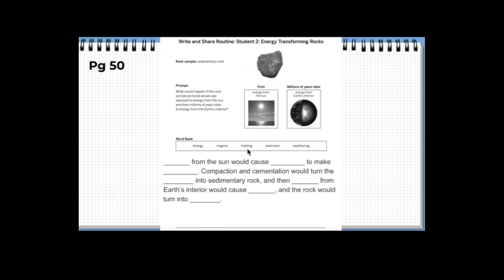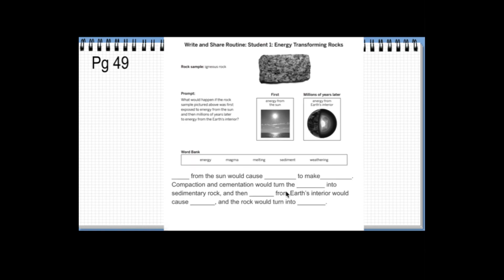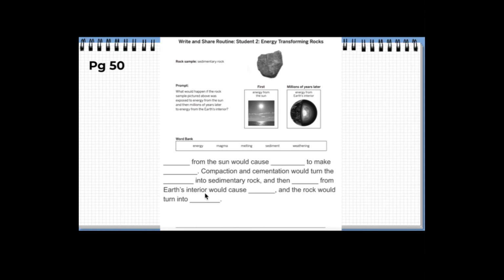Let's do this one. What would happen to this sedimentary rock if it was first exposed to the energy from the sun, and then a million years later was exposed to the energy from Earth's interior? Let's start again. Energy from the sun would cause weathering to make sediment. Compaction and cementation would turn the sediment into sedimentary rock. And then energy from Earth's interior would cause melting, and the rock would turn into magma.